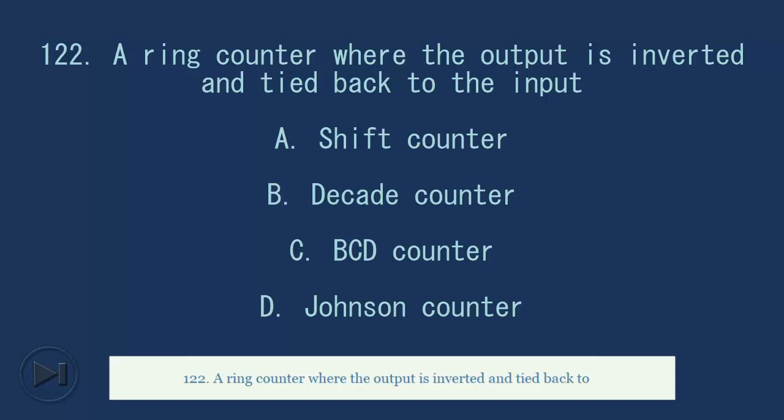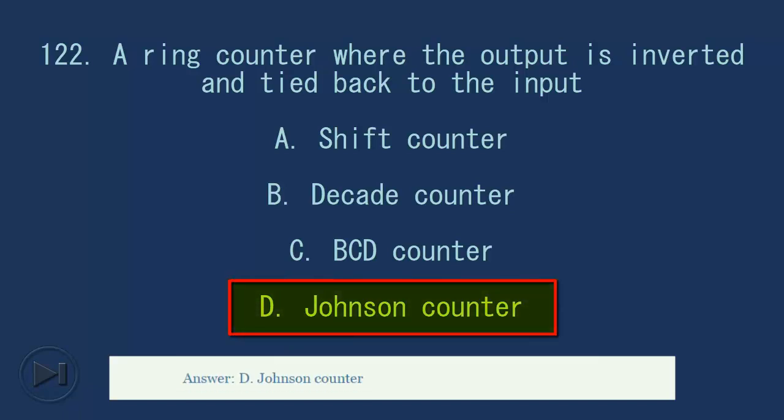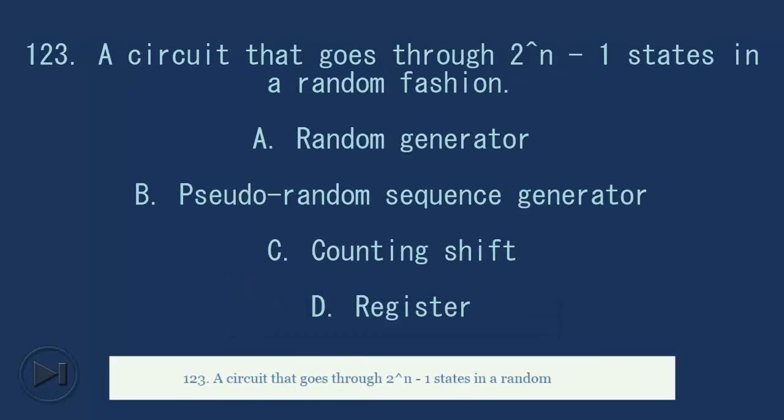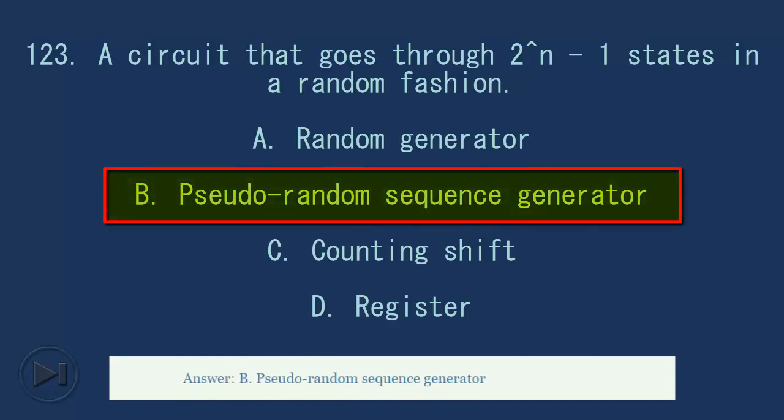122. A ring counter where the output is inverted and tied back to the input. A. Shift counter. B. Decade counter. C. BCD counter. D. Johnson counter. Answer, D. Johnson counter. 123. A circuit that goes through 2^n states in a random fashion. A. Random generator. B. Pseudo-random sequence generator. C. Counting shift. D. Register. Answer, B. Pseudo-random sequence generator.